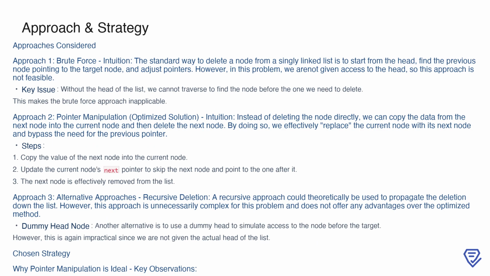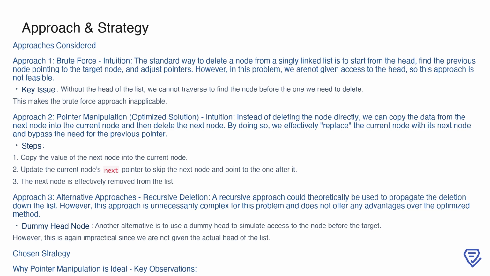When approaching this problem, the standard brute force method for deleting a node in a singly linked list involves starting from the head, locating the node just before the target, and updating its pointer to skip over the target node. However, in this specific problem, we are not given access to the head of the linked list. This makes the brute force approach inapplicable because we cannot traverse the list to find the node preceding the one we want to delete. Instead, we turn to a more optimized solution using pointer manipulation.